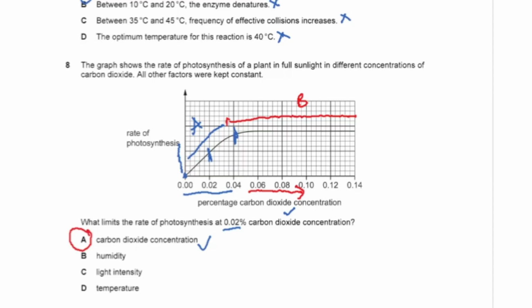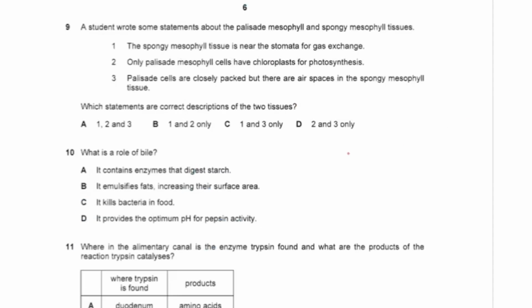Alright, I hope you are getting one or two knowledge about these questions. Let's move on to question number 9. The next one says a student wrote some statements about the palisade mesophyll and the spongy mesophyll tissues. The first statement says the spongy mesophyll tissue is near the stomata for gas exchange. Second one says only the palisade mesophyll cells have chloroplast for photosynthesis. The third one says the palisade cells are closely packed, but there are air spaces in the spongy mesophyll tissue. Okay, so they're asking you now which statements are correct descriptions of the 2 tissues.